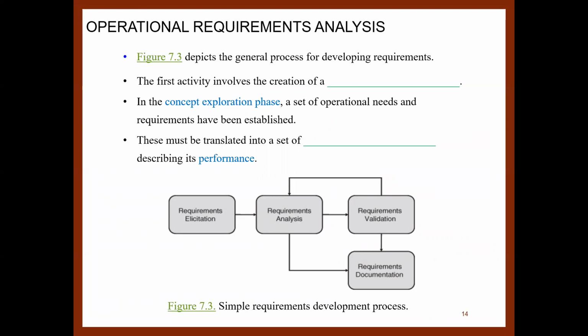You start with requirement elicitation, then the analysis, validation, and then also documentation. If you look at the figure or the flow chart, you look at requirement validation, there's a feedback loop there in which if you cannot validate, right, you can go back to the analysis and refine. And from there, you can go back to validation, or you can go straight to requirements documentation, which is the final step.